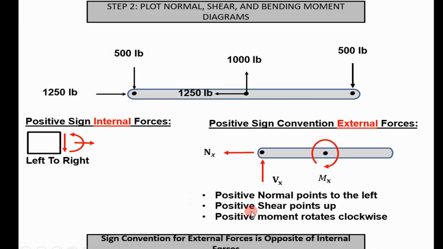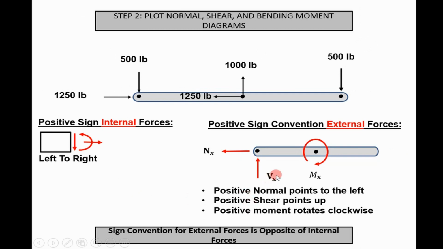So in summary, your positive normal points to the left for external forces, your positive shear points up, and your positive moment rotates clockwise. And that's the sign convention we use when we do shear, bending, and normal force diagrams, because we're using external forces to build these diagrams.